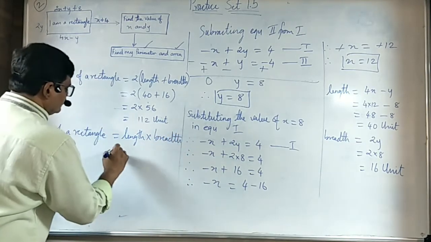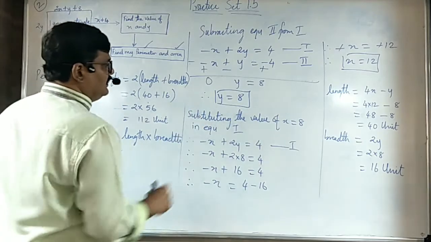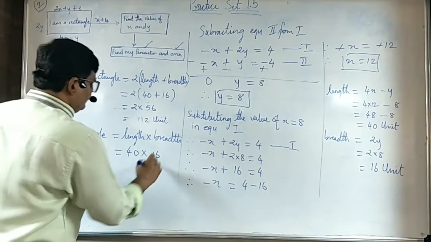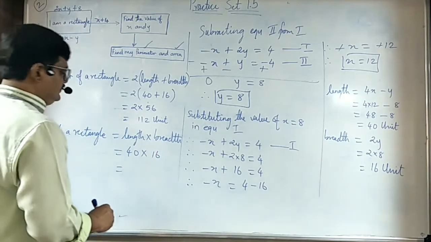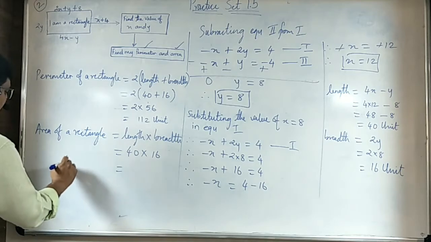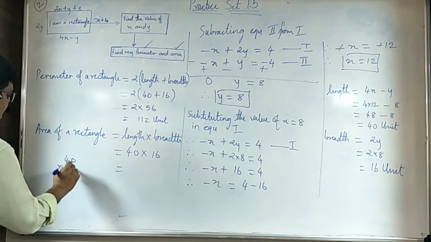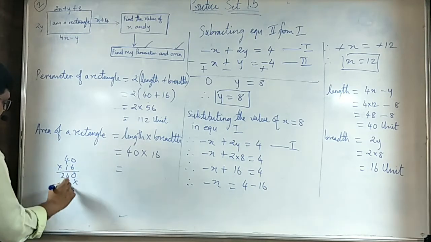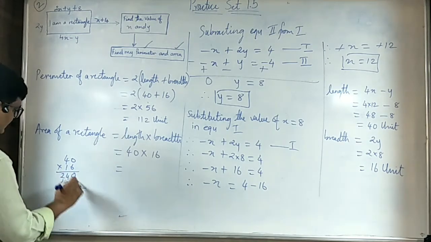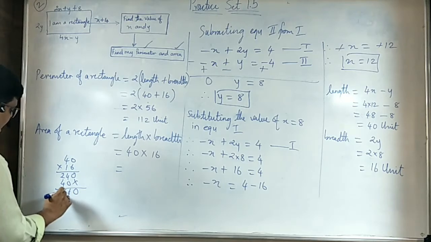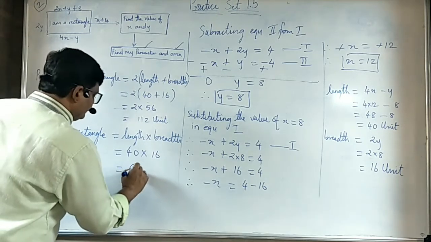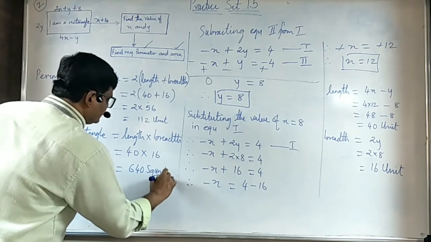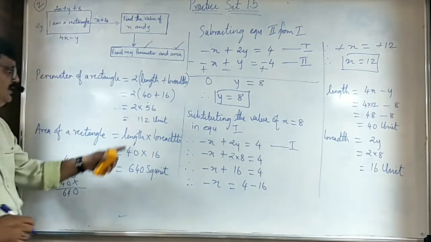Length into breadth. So what is the length we got over here? 40. And what is the breadth we got over here? 16. If I multiply this 40 into 16. Let's try to multiply 40 into 16. 6 zeros are 0, 6 fours are 24, then this will be 1 0 0, 1 fours are 4, so you are getting 0 4 6. So you are getting what? 640 square unit. You must write this square unit because it's an area.